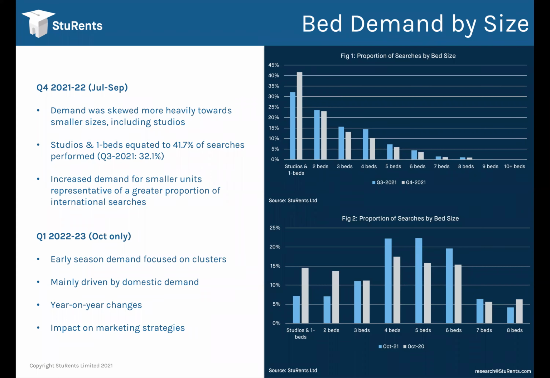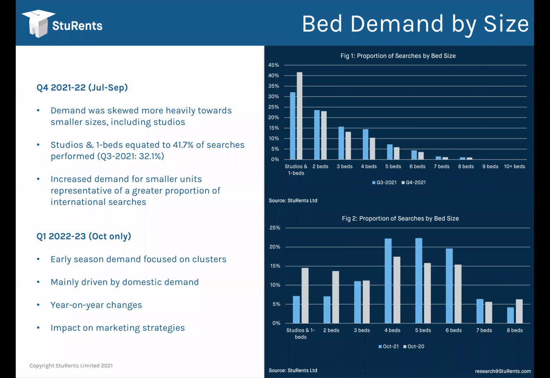Starting off, what we're looking at on this particular slide is essentially demand over the last quarter, as well as the most recent data. What we're focusing on here is what students are looking for in terms of unit mix or bed size. We've looked at this data for Q4, as well as the most recent data for the most recent cycle. For Q4, which we classify as July to September, and that's really coinciding with the last quarter of the 2021-22 cycle, what we can see from figure 1 is how demand or searches on the platform have been distributed by size.